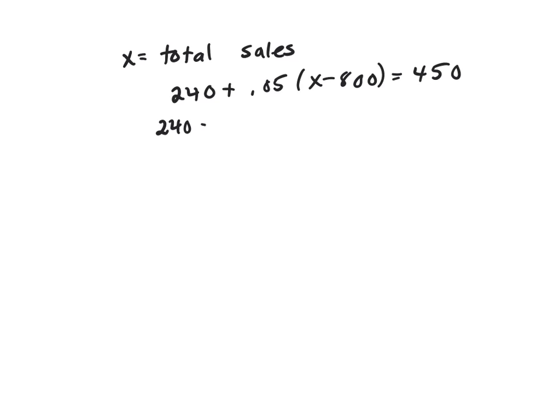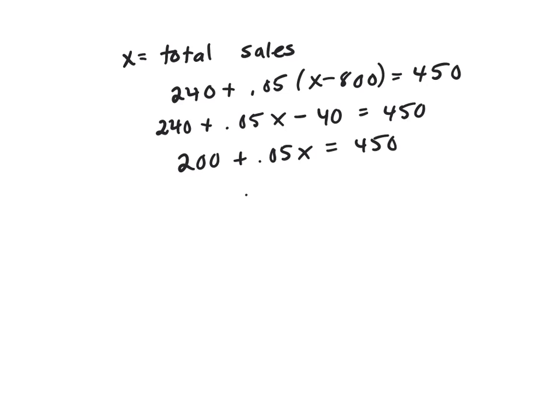This is 240 plus 0.05x minus, well, 10% of 800 would be 80, but we only have half of that, so that's 40, equals 450. And that's 200 plus 0.05x equal 450. So 0.05x, subtract 200, that'll be 250. So x is 250 divided by 0.05, and I think that's going to be 5,000, but let's just double check.